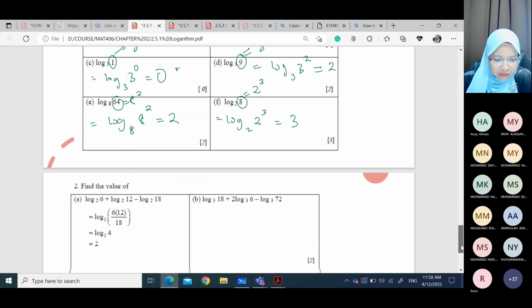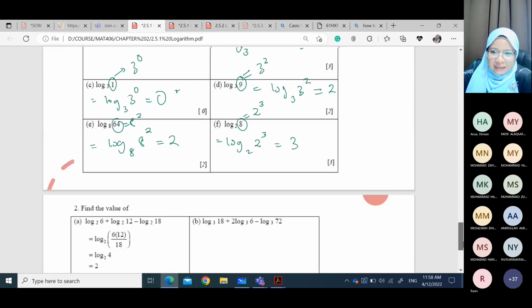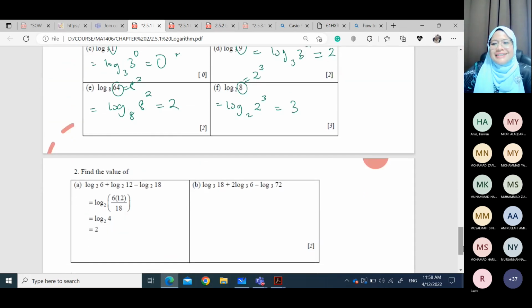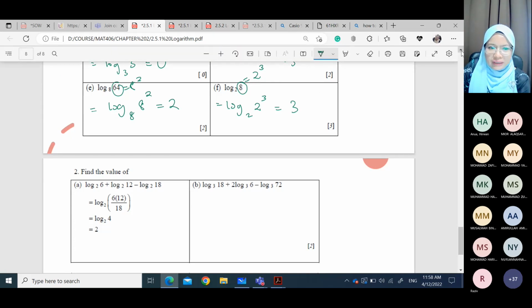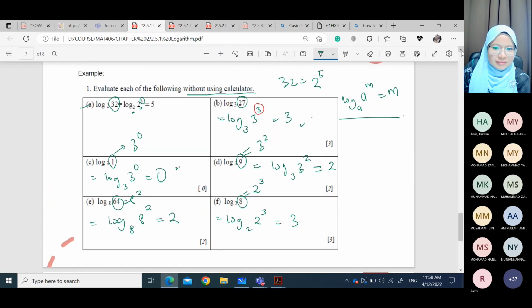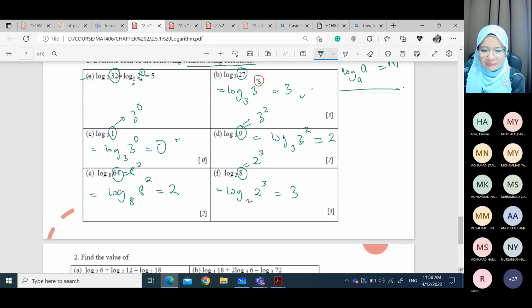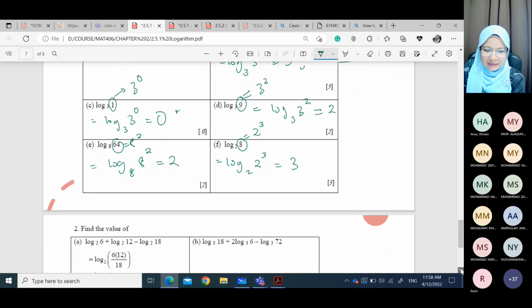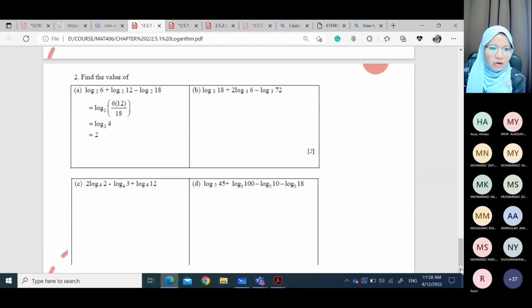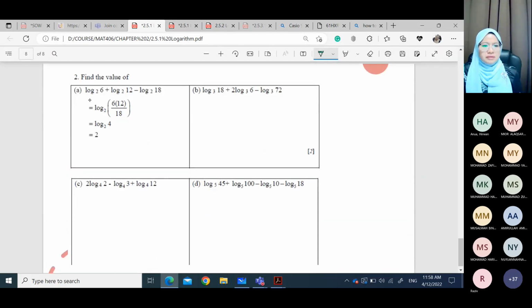Okay, so yang lain tu boleh buat. Tak ada dah, tu je. Okay, any question? For example 1. Evaluate each of the following without using calculator. Tak ada, madam. Tak ada. Okay, so let's find the value of this one.